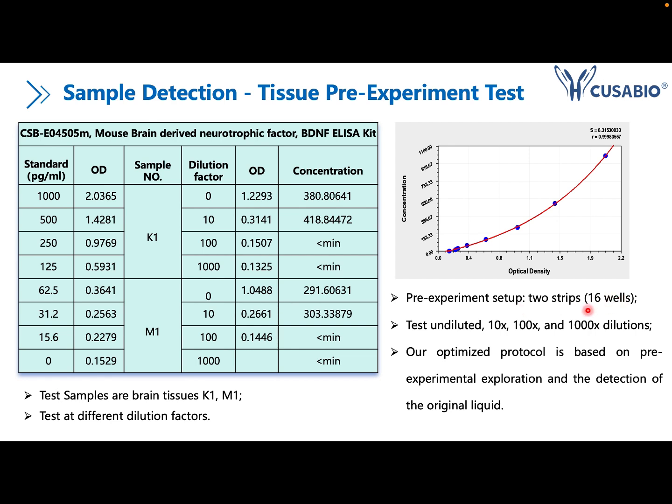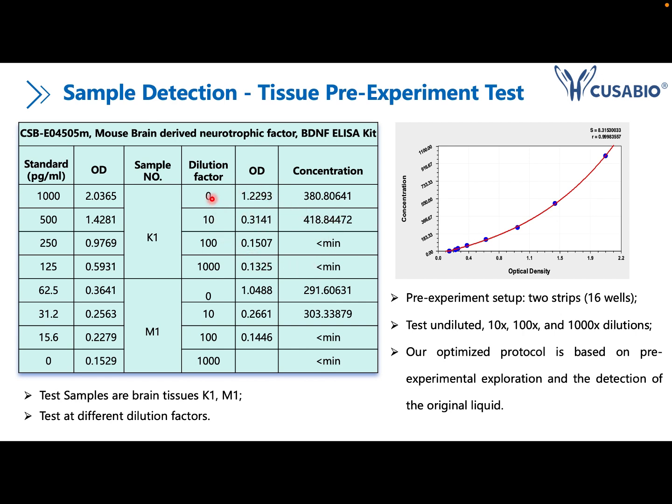You can just use the 16 wells to do a pre-experiment test. And the dilution factors we suggested are just undiluted, 10x, 100x, and 1000x. So let's take a look at the data together.